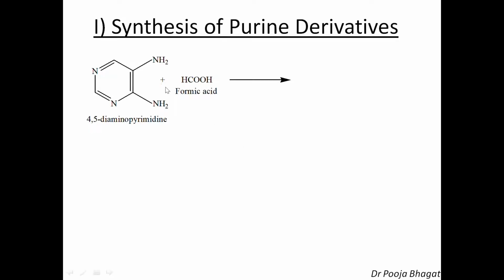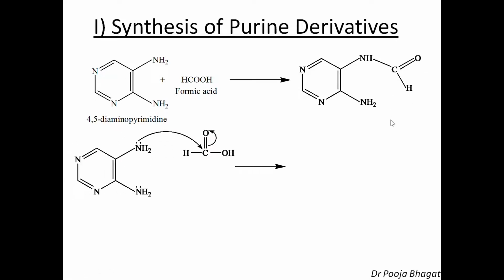See, it is the second strategy where we have taken 4,5-diaminopyrimidine and we'll treat it with formic acid. H from here and OH from here go out as a water molecule and the hydrogen is replaced by the formyl group. This is the mechanism.